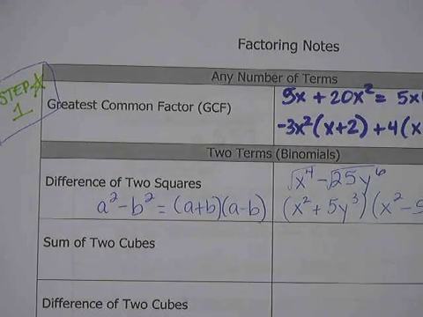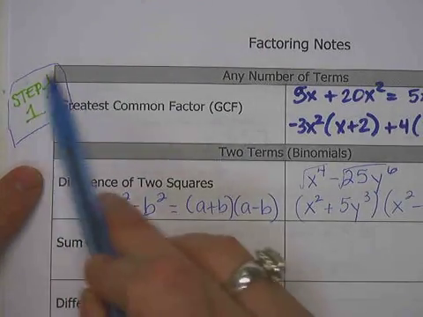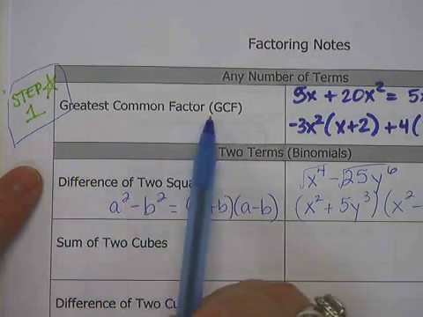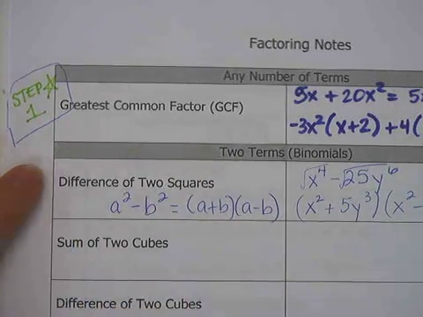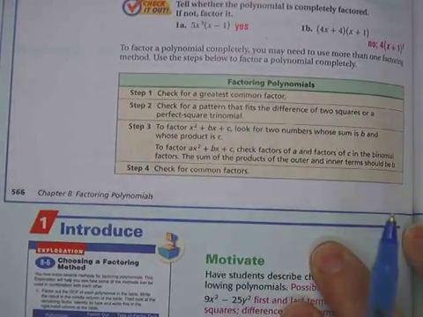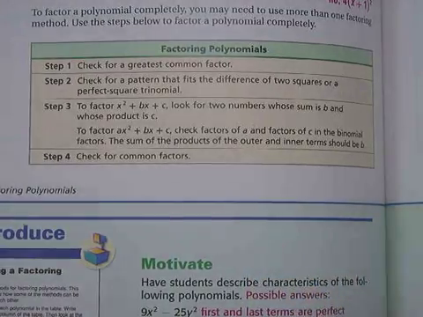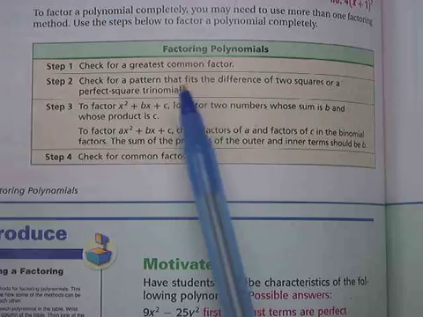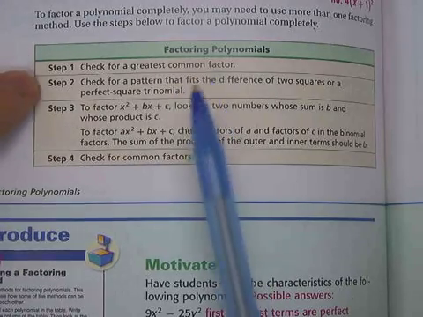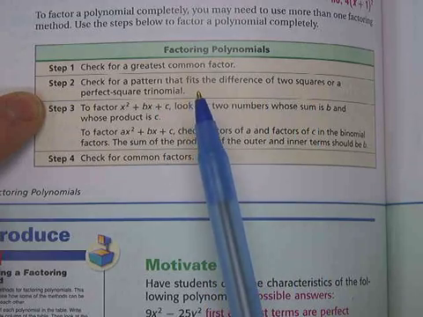And if you remember from yesterday, I emphasized that when you're factoring something, you want to go through a progression of steps. And one of the first steps you always want to do is looking for a greatest common factor. And from there, you want to look for hopefully a pattern. So if you'll please open your books to page 566. At the bottom of page 566, you will see a nice chart that kind of lays out the progression. You first want to check for a GCF. Then you want to check for a pattern that fits either a difference of two squares or a perfect square trinomial.